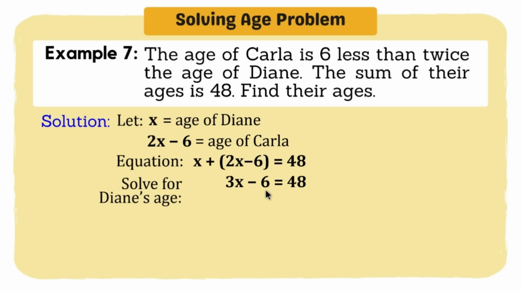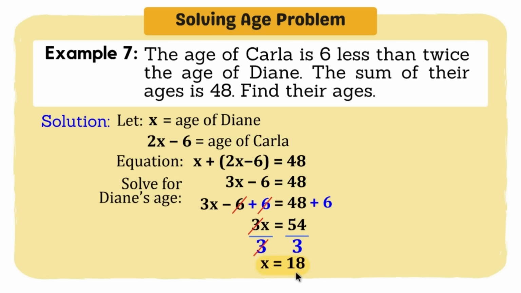Okay, by removing negative 6 here, we can use the addition property of equality. Negative 6 plus its additive inverse positive 6 is equal to 0. And then, yung 48, magpa-plus din po tayo ng 6 dyan. So, magiging 3x is now equal to 54. Okay, we can now divide 3x and 54 by 3. There you go. At ang matitira ay x is equal to 18. Okay, ito na po yung age of Dayan.